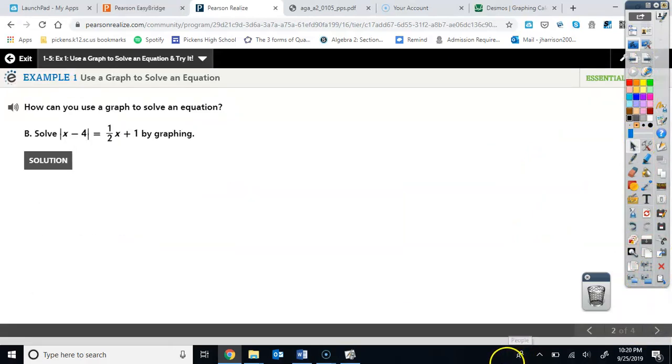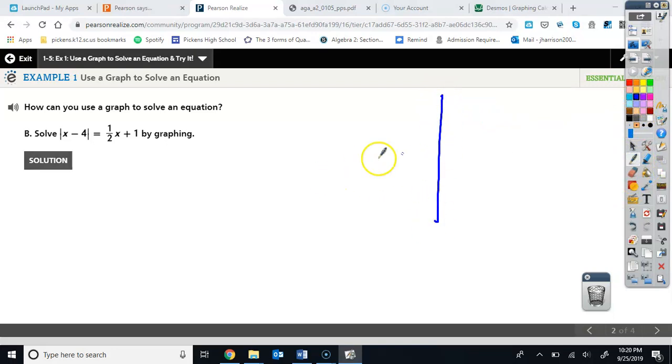One example, the next one we have here, is the absolute value of x minus 4 equals 1/2 x plus 1 by graphing. Now, I'm going to do a quick sketch because this is also going to help you review some of the stuff we've been talking about over the past two chapters, and especially this chapter as well. The absolute value of x minus 4.